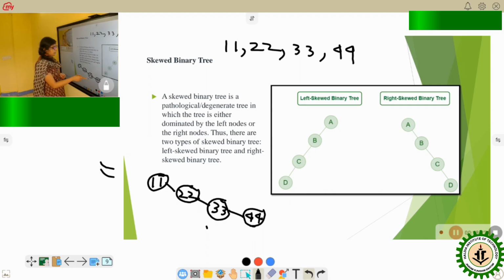If 33 can be placed here or 44 can be placed in this position, then the memory wastage will be less. A skewed binary tree is a pathological or degenerate tree in which the tree is either dominated by the left nodes or right nodes. Thus, there are two types of skewed binary tree: left skewed binary tree and right skewed binary tree.